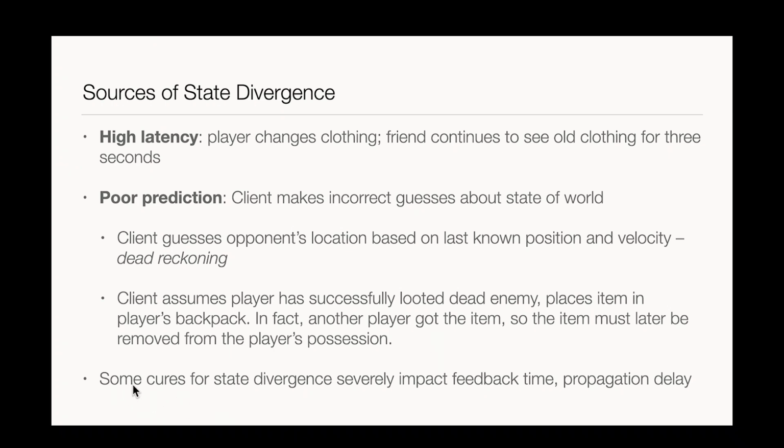Okay, so when state divergence occurs and is detected, the game has to do something to fix it, right? The fixes can be very jarring in appearance. And making the fix also involves communicating over the network. So again, the fixes propagate to the other players over time, but the fixes take some time to propagate.